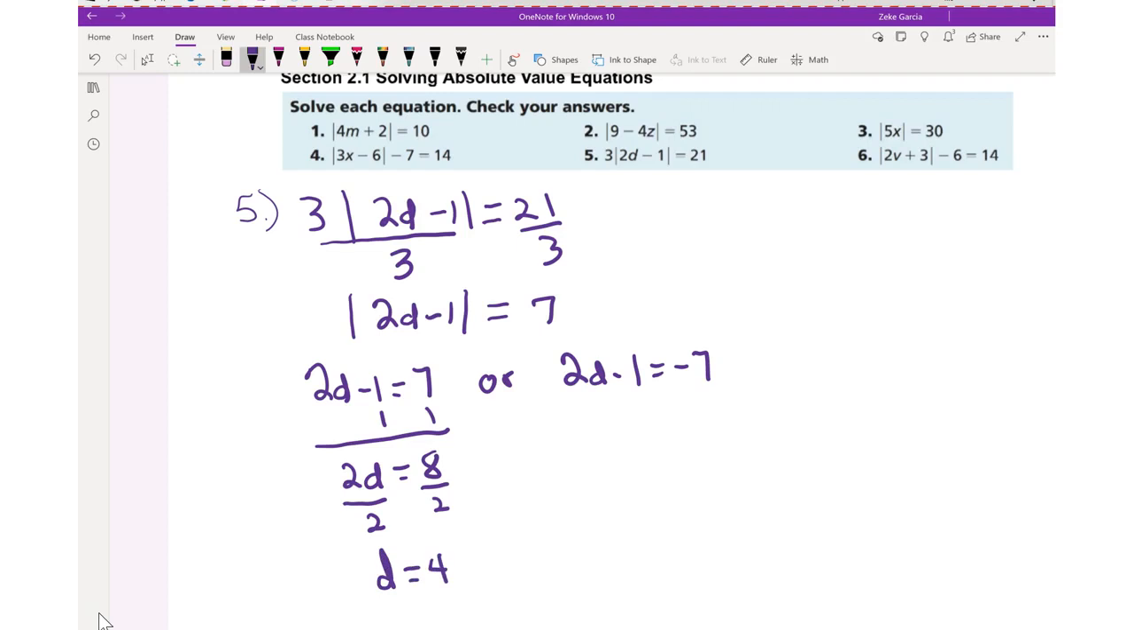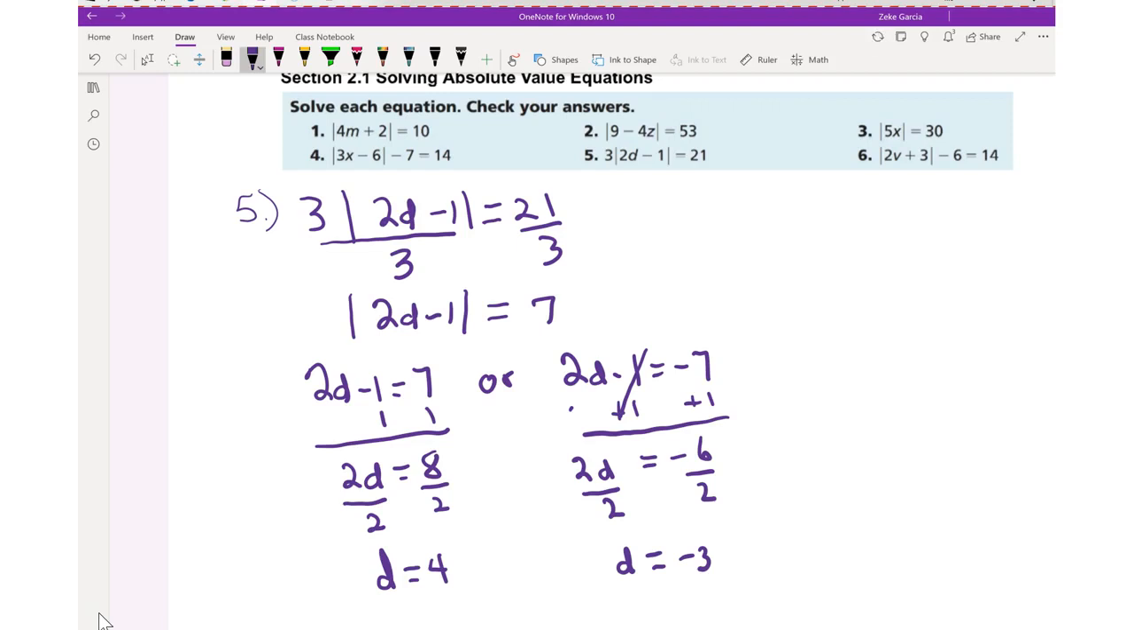The next one you're going to go ahead and do, you're going to add 1 to both sides. So you have 2d, and negative 1 and 1 cancels. So you're left with negative 6 divided by 2. So d equals negative 3.